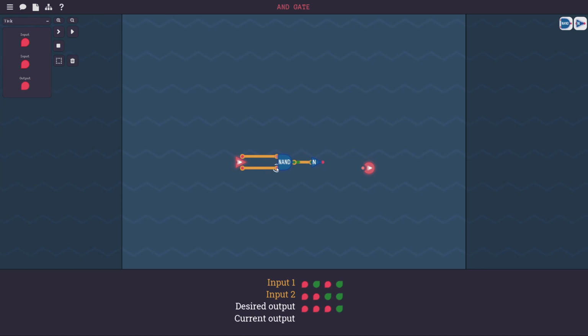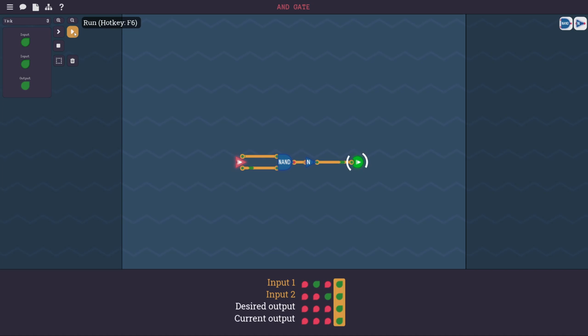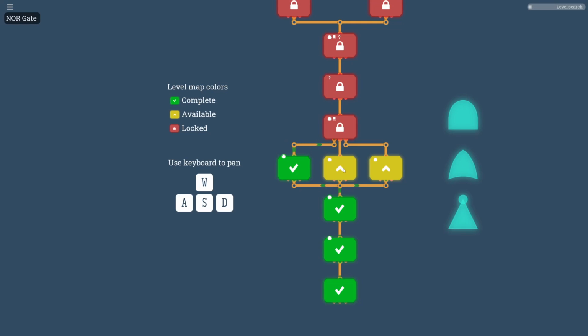So let's just go ahead and connect our inputs here. Then we connect our NAND to a NOT gate, which is going to invert it. And let's connect that out to our output. So we can test it. We can see that we have to toggle both of the inputs in order for the output to be high. So let's go ahead and run. And there we go. We solved it and it unlocked the AND gate for us.